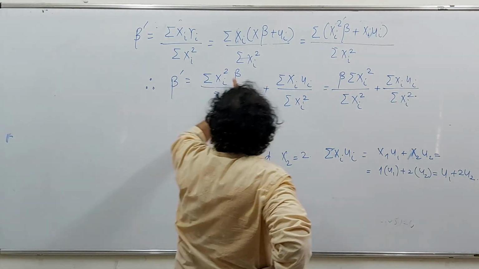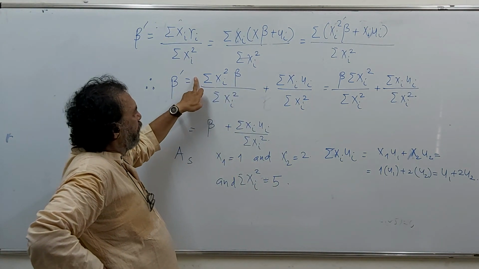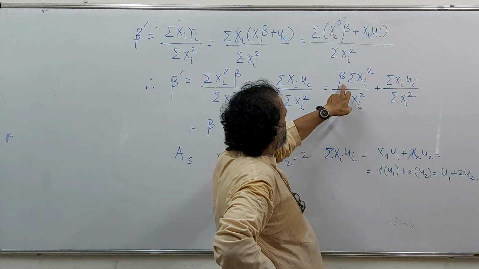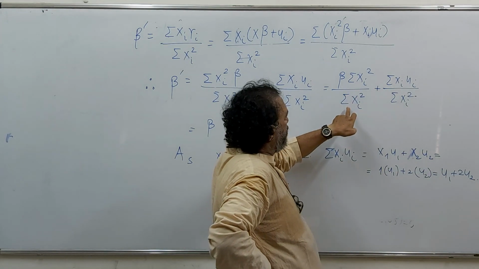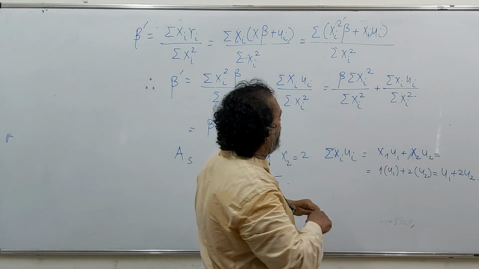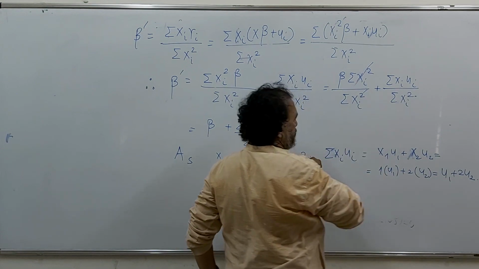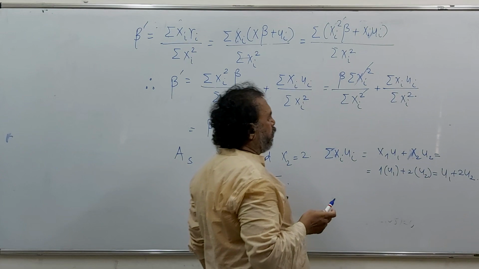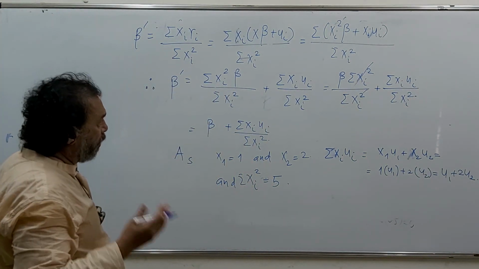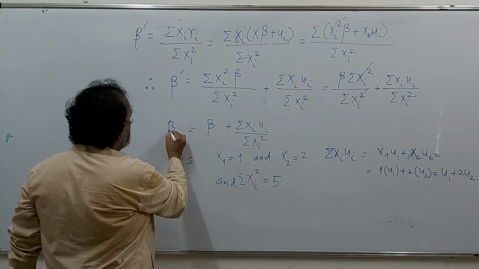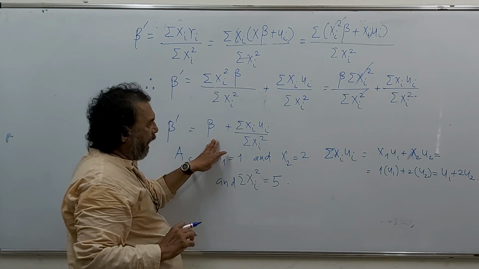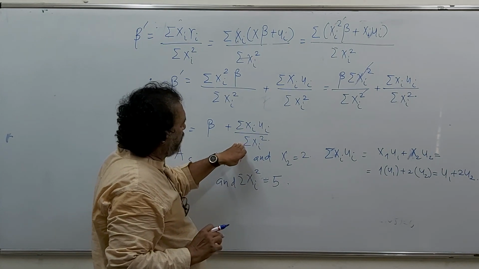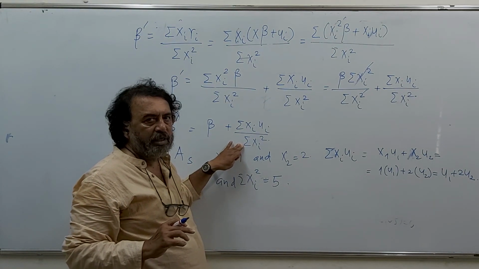As you can see, beta is a constant, so I can write it in front of the summation operator. So I can write this term like this, and then what you get is beta times summation xi square divided by summation xi square, and naturally this cancels. And the remaining term is summation xi ui divided by summation xi square. So what remains is that beta hat is equal to beta, the unknown population parameter, plus this term: summation xi ui divided by summation xi square.